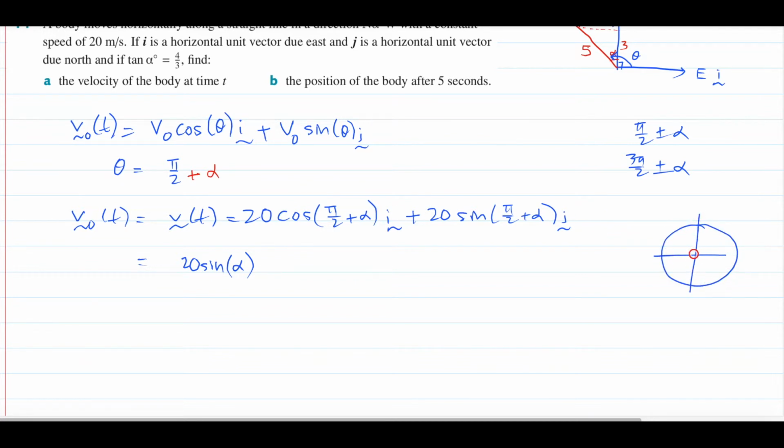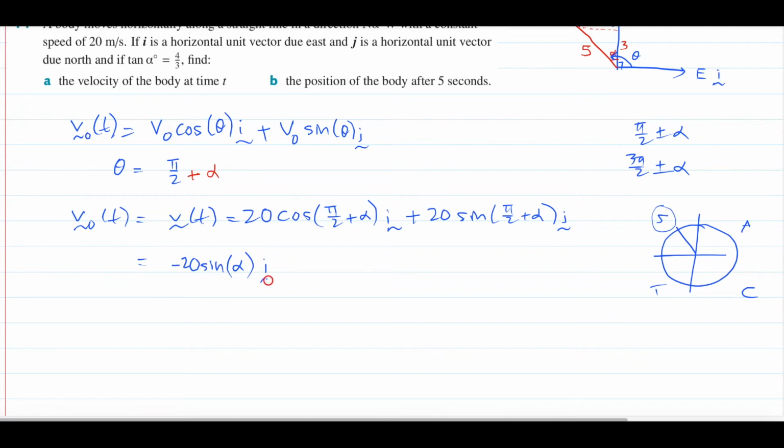Cos(pi/2 plus alpha), that's in this quadrant, right? Now, cos is negative in this quadrant because All Stations To Central, or CAST, right here says only sine is positive. This is cos, so that means you must have a negative in front. It's a negative number, okay?